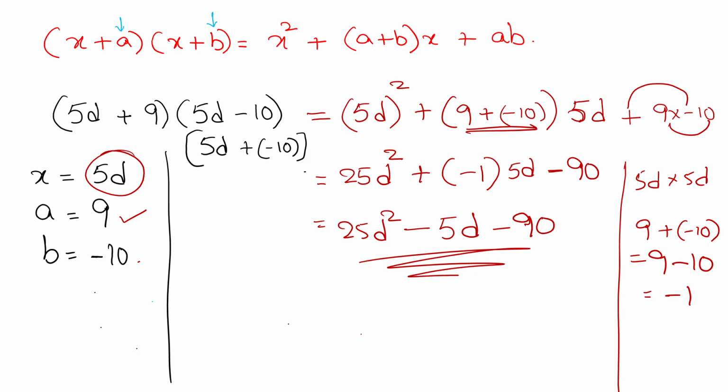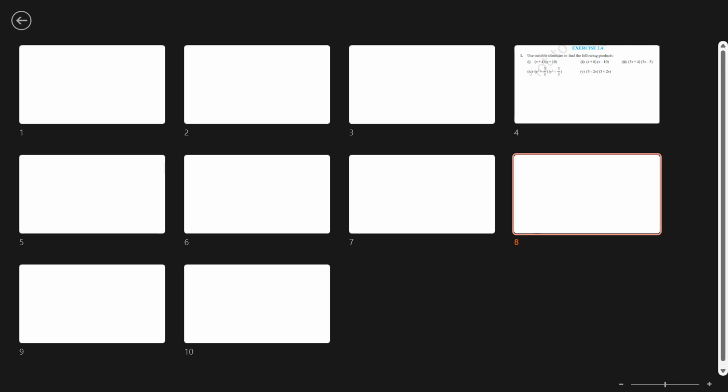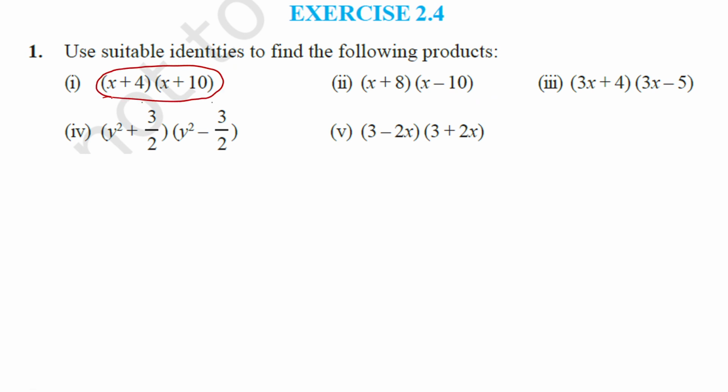So the same question, can we simplify any of these terms? No, because they are not like terms. So therefore 5d plus 9 times 5d minus 10 equals 25d square minus 5d minus 90. Is it right? Now let us see, my dear students, how to use this in terms. Let us recall the identities and use them. So which identity is used here? Can you tell me?